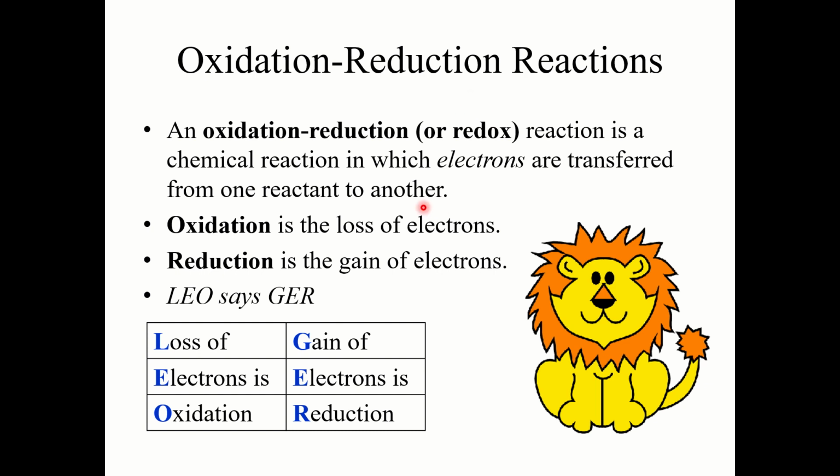to another. Now, oxidation refers to the loss of electrons, so it's a species, an atom or an element of some sort that loses electrons from the reactants to the products. Reduction is the gain of electrons, so it's an atom or compound that gains electrons from the reactants to the products. A helpful way to remember this is with the mnemonic device LEO says GER, where loss of electrons is oxidation, or sometimes I just say lose electrons oxidized. And on the other side, gain of electrons is reduction, or I'll say gain electrons reduced.